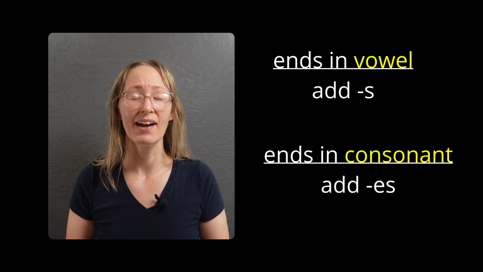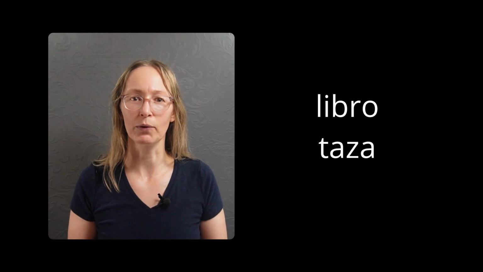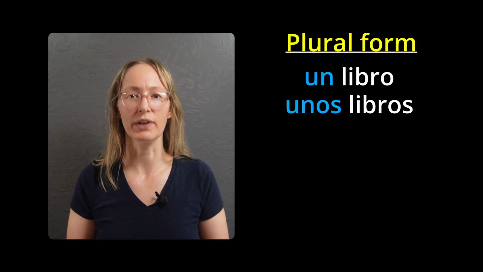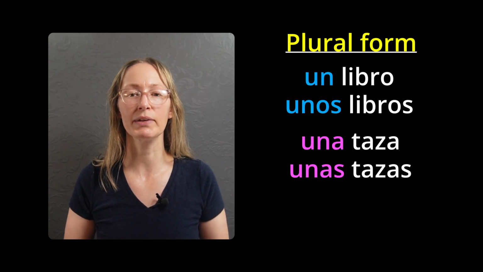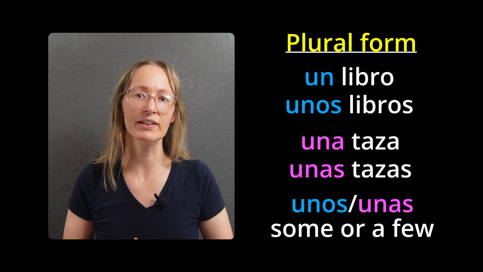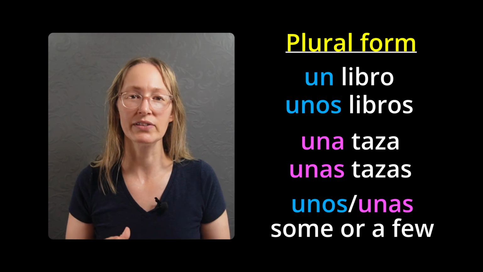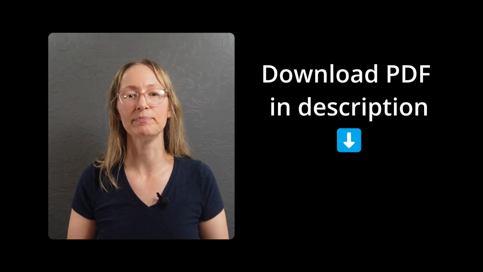And to make the noun plural, you add an s if it ends in a vowel, and an es if it ends in a consonant. Both libro and taza end in vowels, so we just added an s to make them plural. When making un and una plural, they become unos and unas. So un libro becomes unos libros, and una taza becomes unas tazas. These words unos and unas are often translated as some or a few, but when you see them before a number, it means about or approximately. If you download the PDF, it goes a little more into detail on that topic.